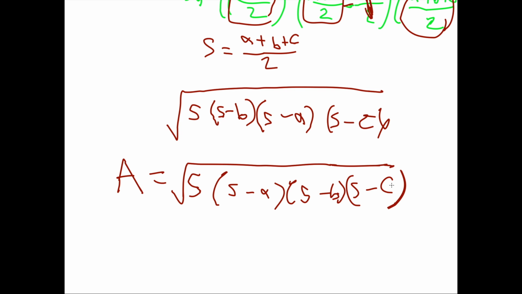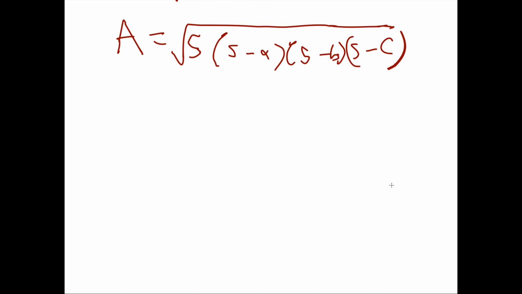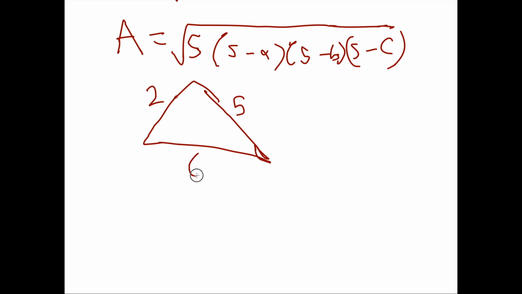And by the way, if you want to see if Heron's formula actually works, let's say we have a triangle with sides, I don't know, 2, 5, and 6.